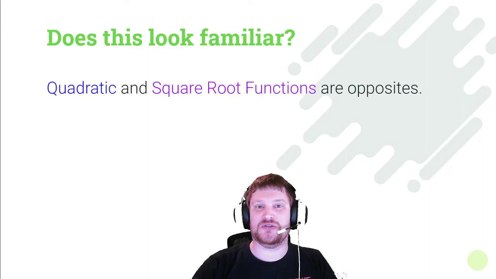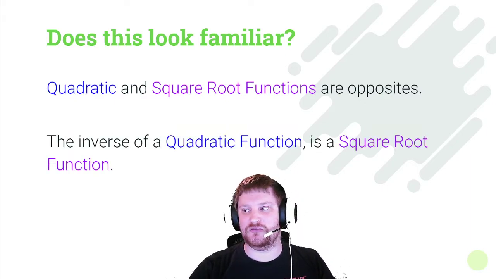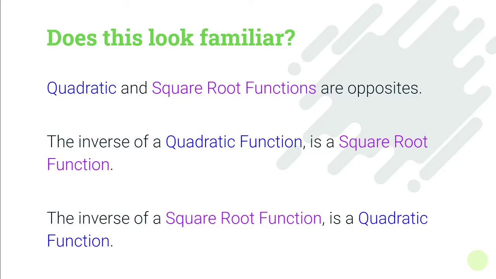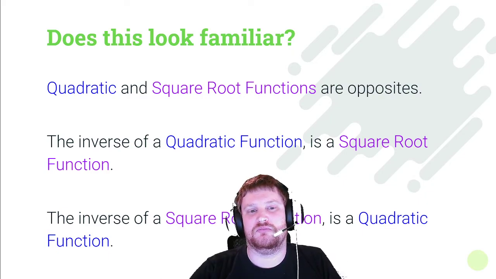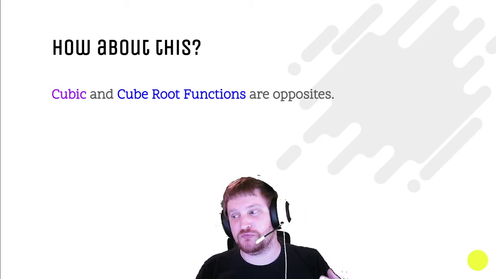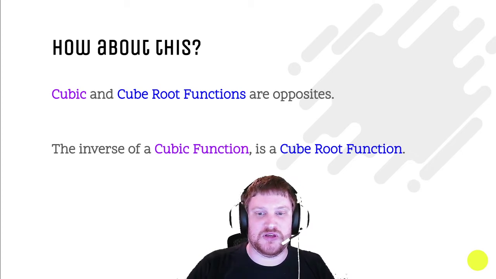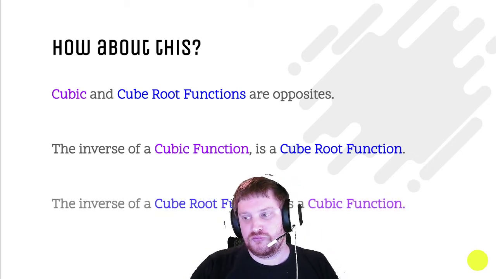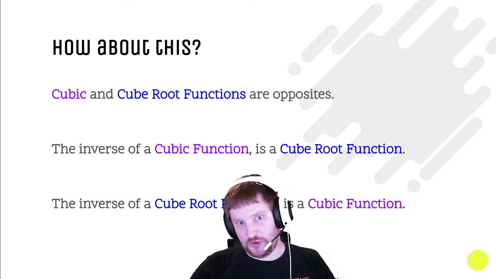Quadratic and square root functions are opposites. The inverse of a quadratic is a square root. The inverse of a square root is a quadratic. Hopefully all of those look familiar to you. But what about this? Cubic and cube root functions are also opposites. The inverse of a cubic is a cube root. The inverse of a cube root is a cubic. Those all look familiar too.